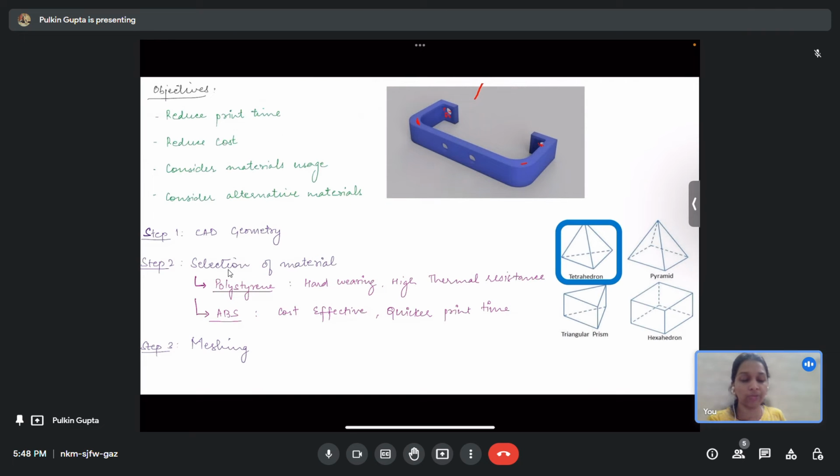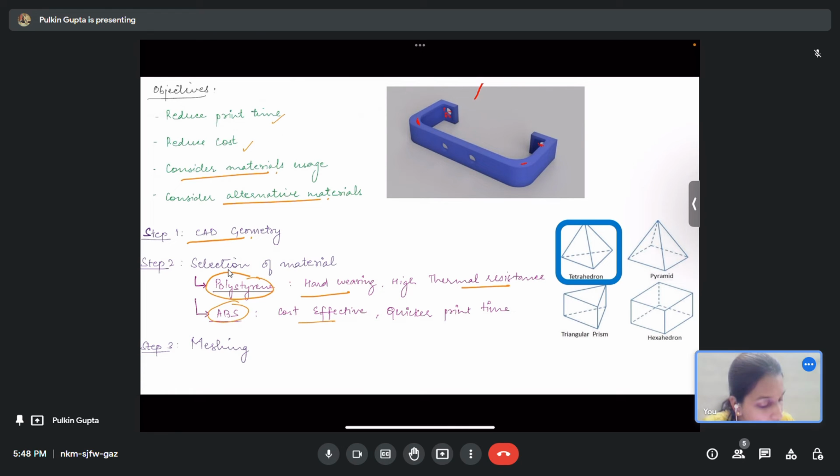Now this was one of the examples taken in the lecture. So this was a lever for some product, and the objective was to reduce the print time, the cost, and consider the material usage and alternative materials. So for this, firstly a CAD geometry was to be made. Then there was selection of materials. So two were considered, one was polystyrene and the other was ABS, where polystyrene was hard in wear and had high thermal resistance in comparison to ABS, but ABS was more cost effective and could be printed quickly.